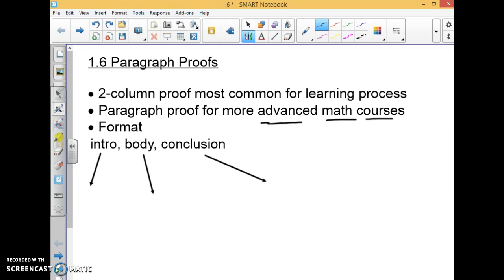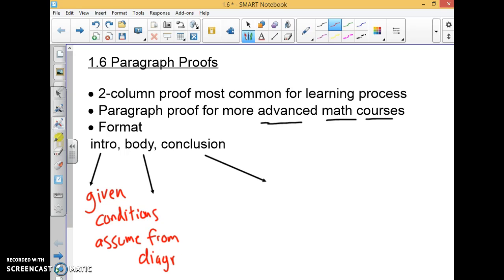The format for a paragraph proof can be thought of as consisting of three different parts. There's the intro, the body, and the conclusion. In the intro, you want to state your given information. Just like when we do two-column proofs, you want to start out with the given information, any conditions, and also anything you can assume from your diagram. Remember that there's not much we can assume, but there are a few things that we can assume from our diagram.